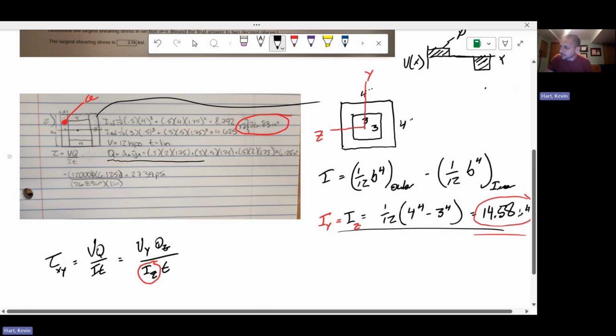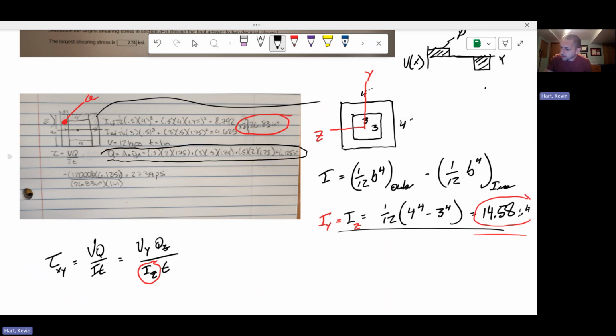This is okay. Here you have your calculation of Q, and I actually think that this looks pretty clean. So I'm okay with what you got going on there. All right. This all looks okay as well, right? So here we're going to calculate VyQz over IzT.